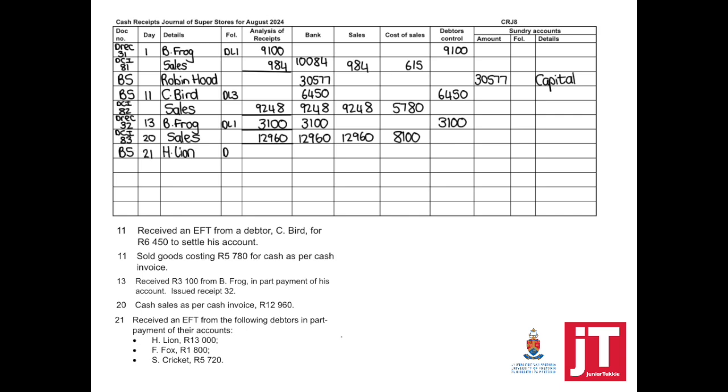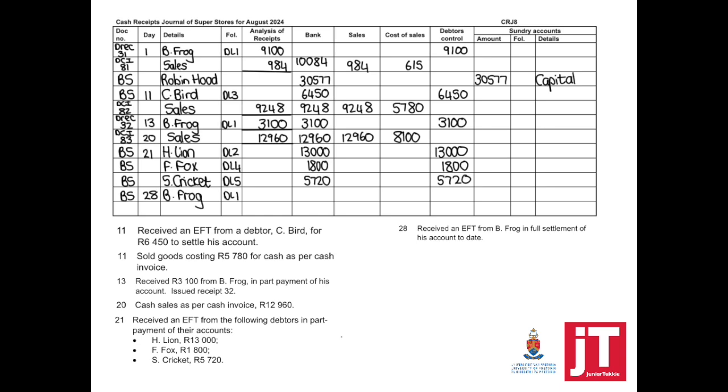So we start with the source document, bank statement. From who? Lion. Bank, 13,000. Debtors, 13,000. On the same day, Fox, 1,800, Cricket, 5,720. A reminder, nothing goes under analysis because the source document is bank statement. That money was paid directly into our bank account.